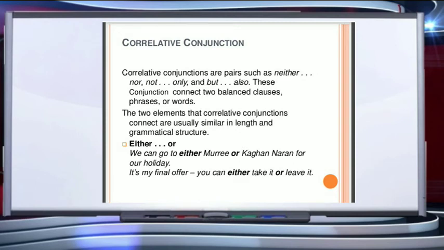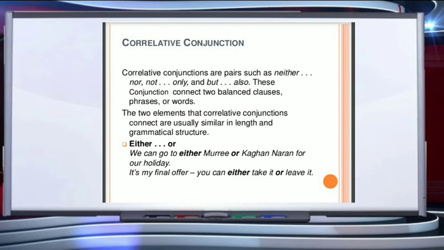Now, children, next coming to the correlative conjunctions. These are very, very simple to understand. Children, correlative conjunctions always exist in pairs, such as neither nor, either or, not only but also. These conjunctions connect two balanced clauses, phrases, or words. The two elements that correlative conjunctions connect are usually similar in length and grammatical structure, right? So these correlative conjunctions connect sentences which are grammatically of the same weightage. Their structure is almost the same.